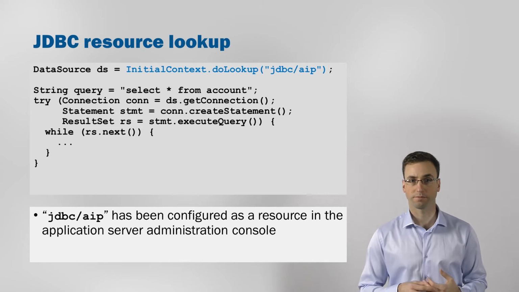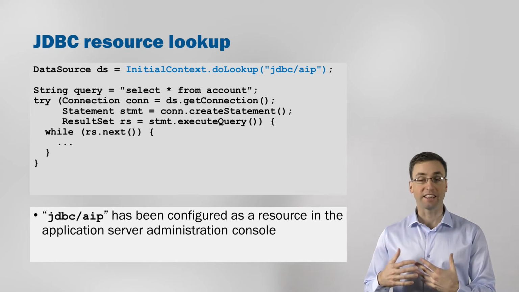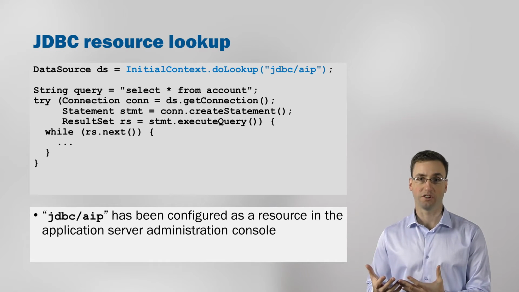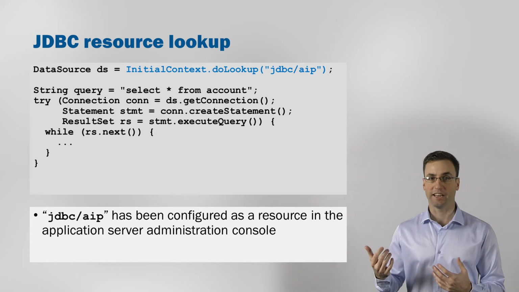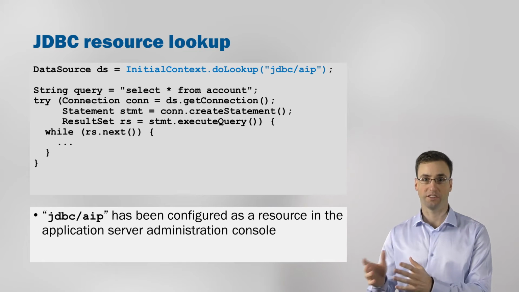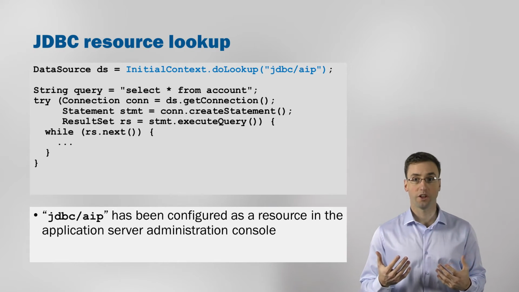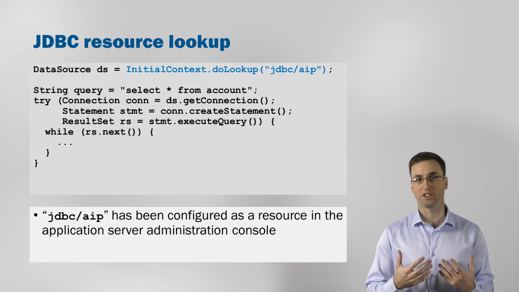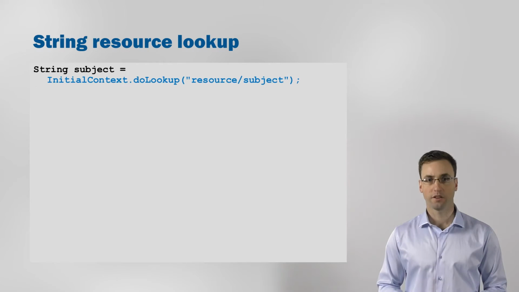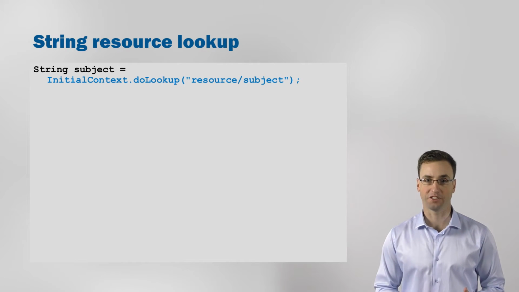jdbc/aip. This name, jdbc/aip, was configured inside the Glassfish administration console. I added a JDBC connection pool to the resources, JDBC resources settings. Now, once you've got a data source, calling getConnection will retrieve a connection from the connection pool. You can use JNDI to access any resource that's been configured in the application server.